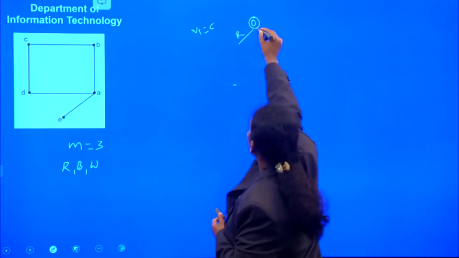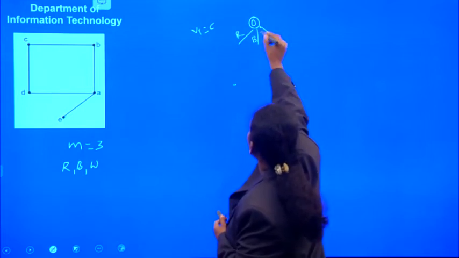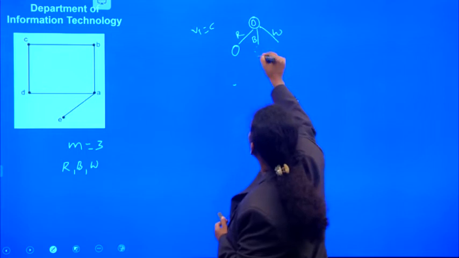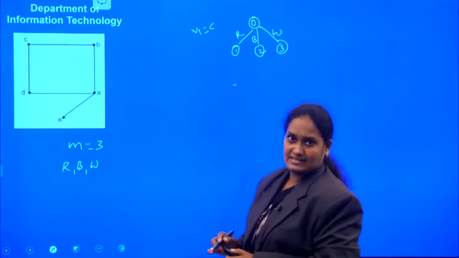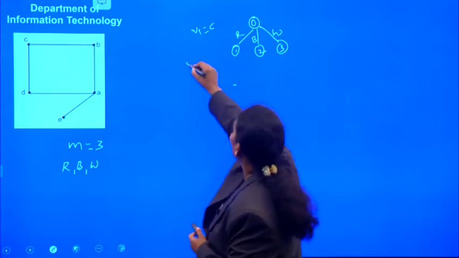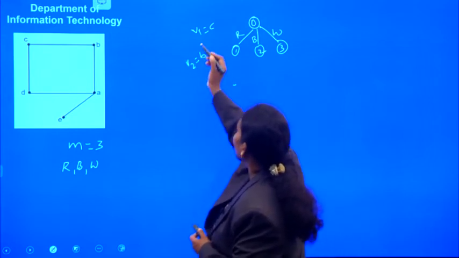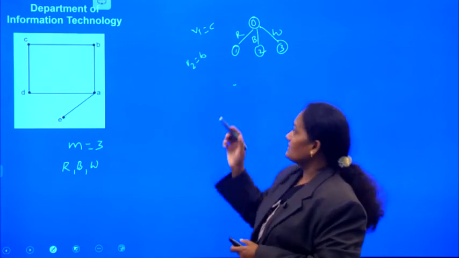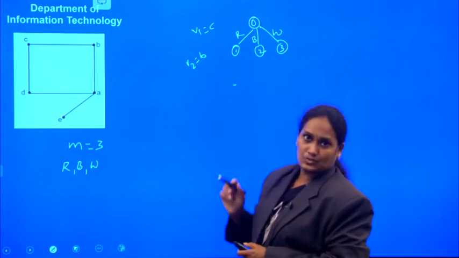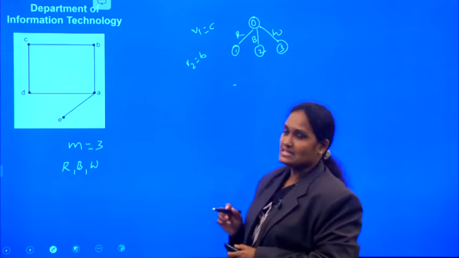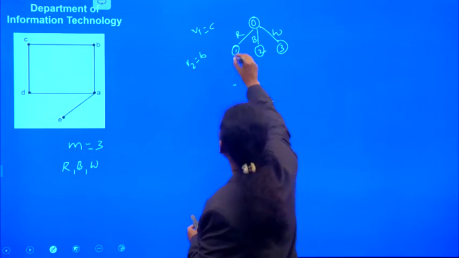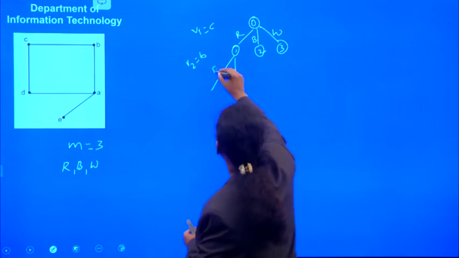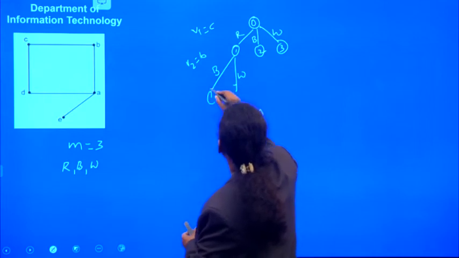I can use all 3 colors, red, blue, white, for this vertex C. Now what about vertex 2? Vertex 2, let us take it as B. Since the vertex B is adjacent to C, I cannot use the color used at C. So I can use the remaining 2 colors, which are nothing but blue and white.